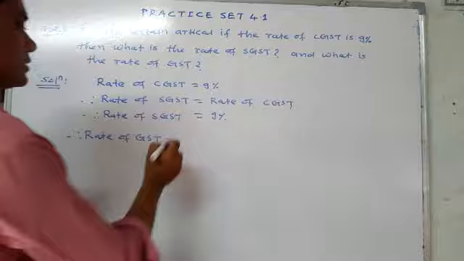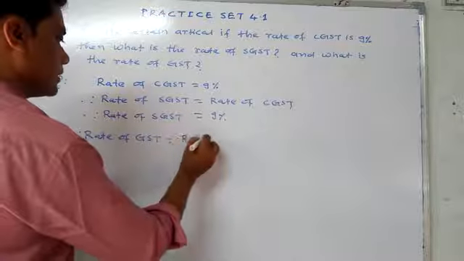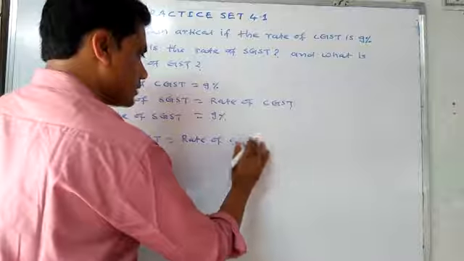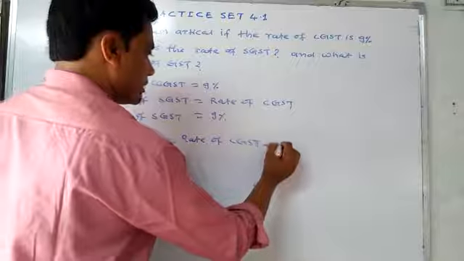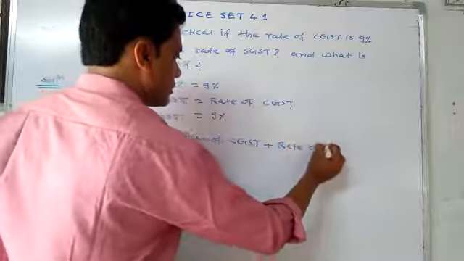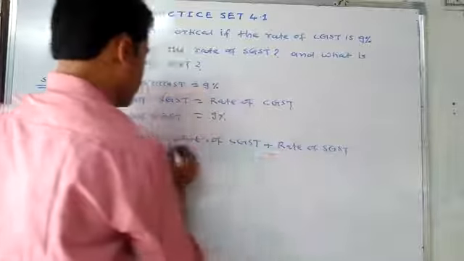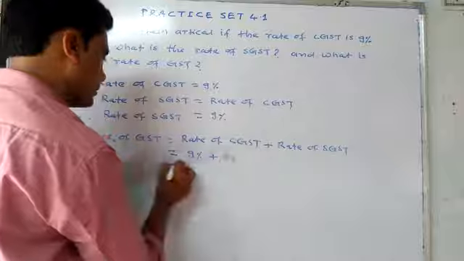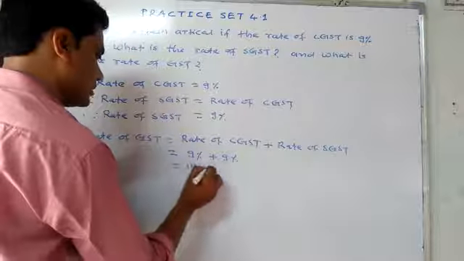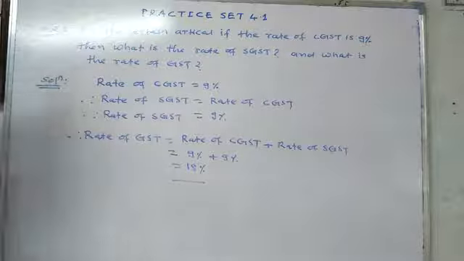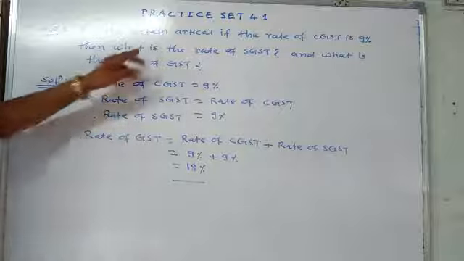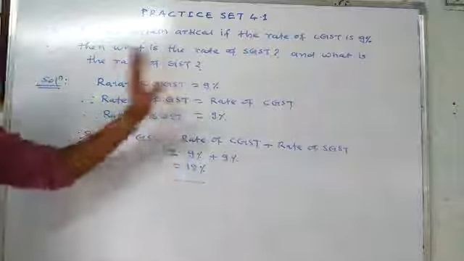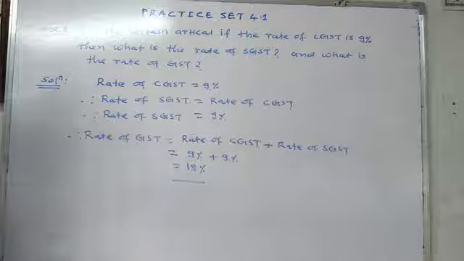Now rate of GST means rate of CGST plus rate of SGST. It is 9% plus 9%, that is 18%. Therefore what is the rate of SGST? Rate of SGST is 9%, and what is the rate of GST? That is 18%.